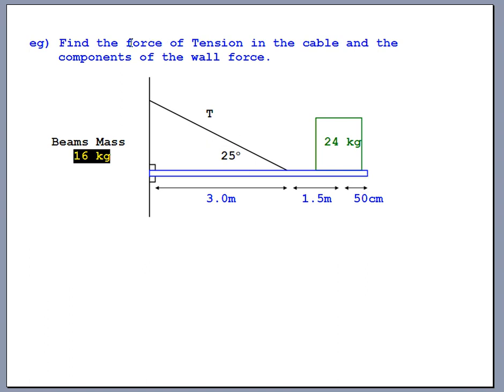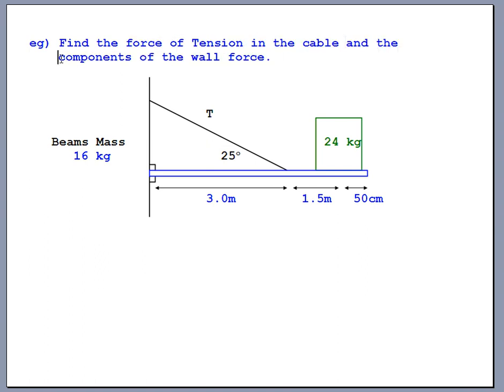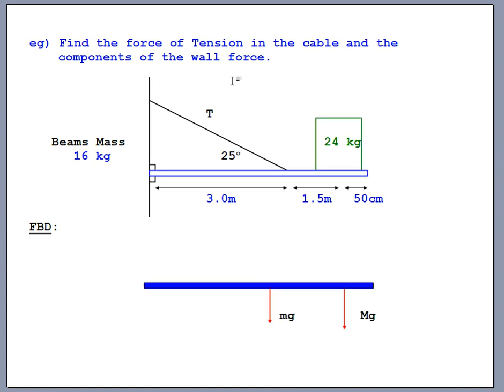And the request is that we find the force of tension in the cable and the X and Y components for the force from the wall back here, where that blue beam meets the wall. All right, well, I need a free body diagram. I'm going to put on every force I can think of there. I've got a couple of mg's. One is from the blue beam itself. That would act right in the middle of that 5 meter long beam, 2.5 meters from either edge. There's the mg from the 24 kilogram package.